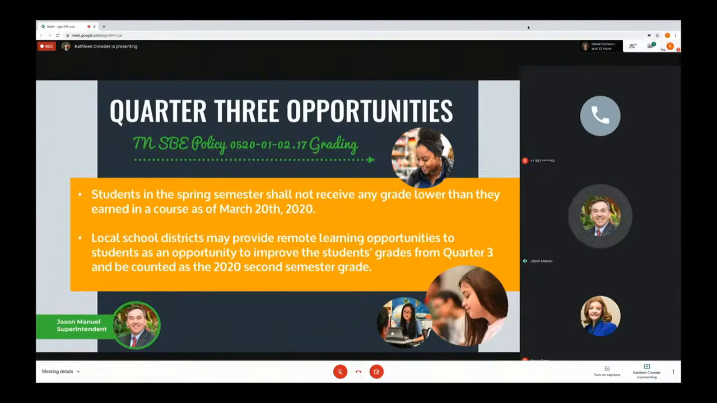So that when we are looking at a semester average, they are not just held accountable if they had a bad third 9 weeks and have a long-term impact because of this crisis. We want to provide them the opportunity to improve that third 9 weeks grade.